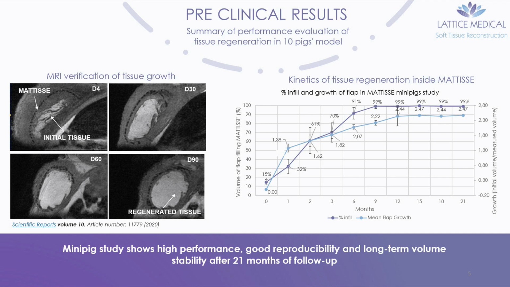When the volumes are calculated, in the right panel, you can see the progressive growth of the fat flap over 6 to 9 months. Then it fills almost completely the entire implant, exactly 99%, but it's also important to note that the fat flap volume is stable over a 21-month period.